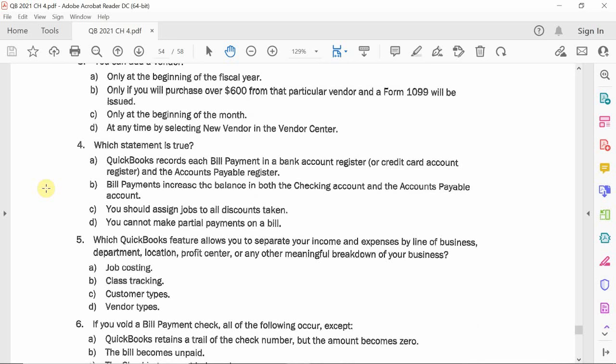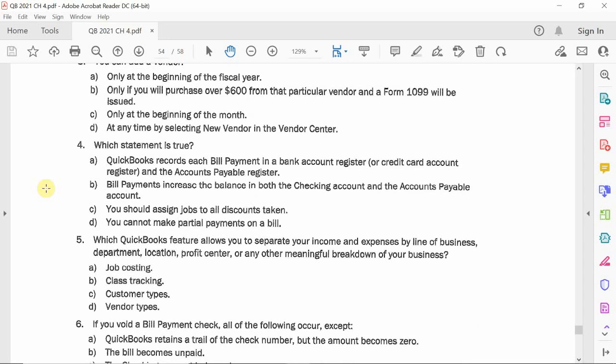So let's take a look at the other answers. B says bill payments increase the balance in both the checking account and the accounts payable account. In this case, does a bill payment increase a checking account? No, it decreases it because you need to pay in order to pay your bills. So you will never increase your checking account. So in this case, B is not true.